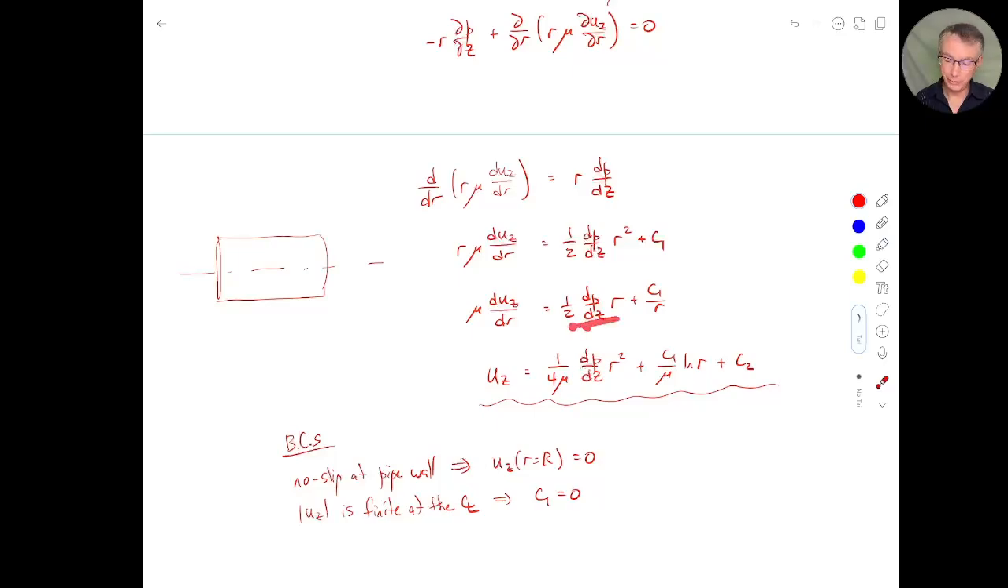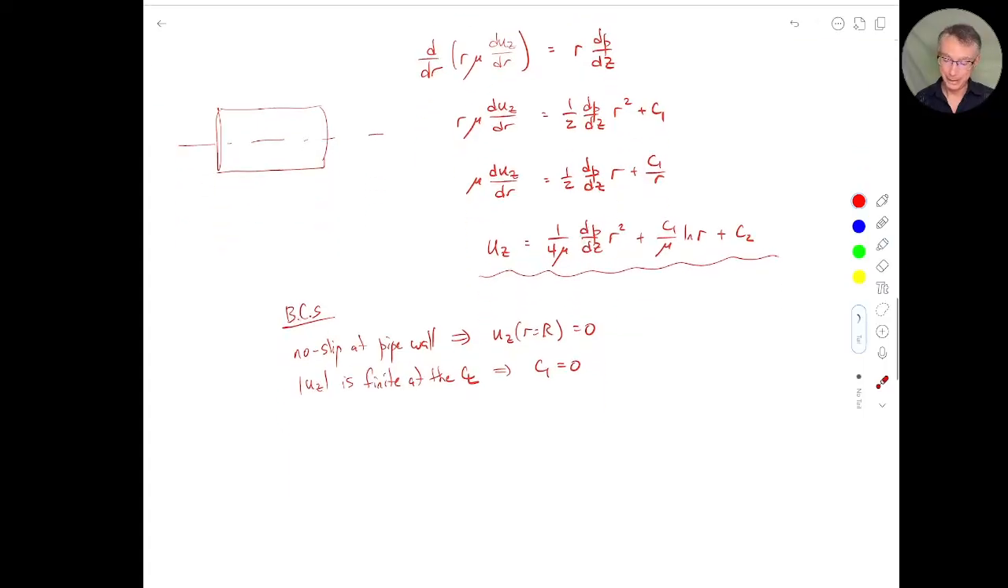So this term is fine. That just goes to 0. But this one would blow up to infinity, which we can't have. We can't have duz dr being infinite at the center line, right? We said if it's a maximum or a minimum, duz dr would have to be 0. So we can't have this one blowing up to infinity, so that again means that c1 has to be 0.